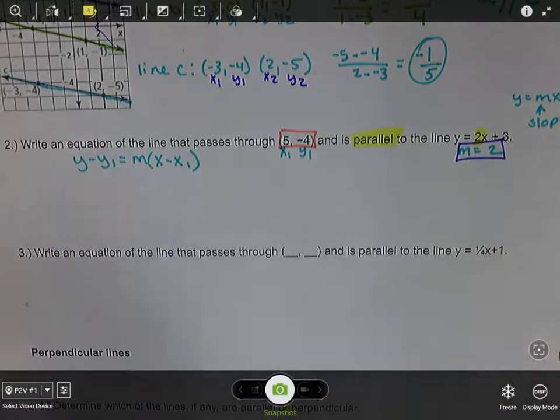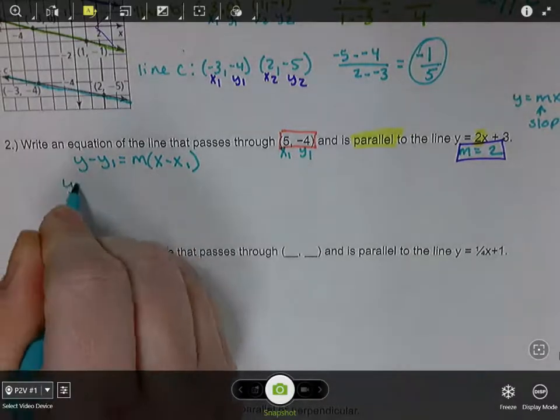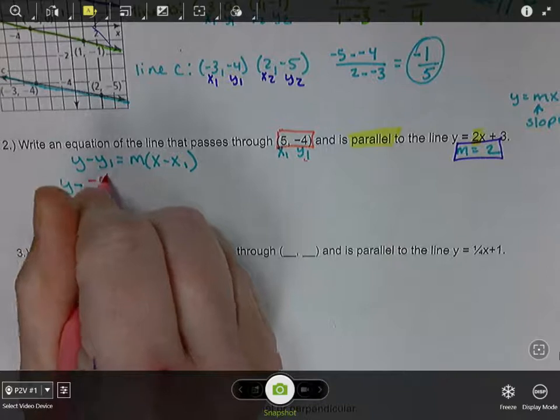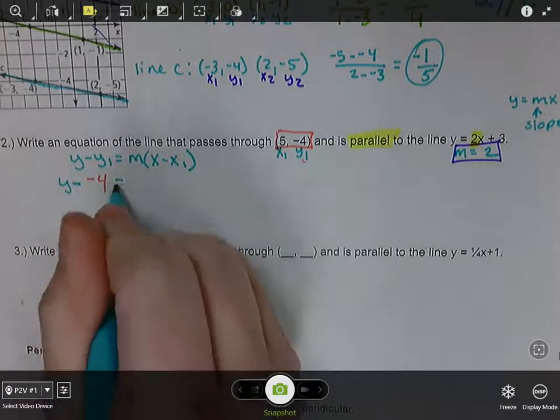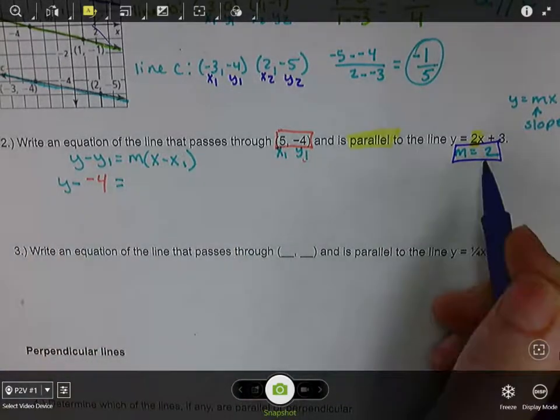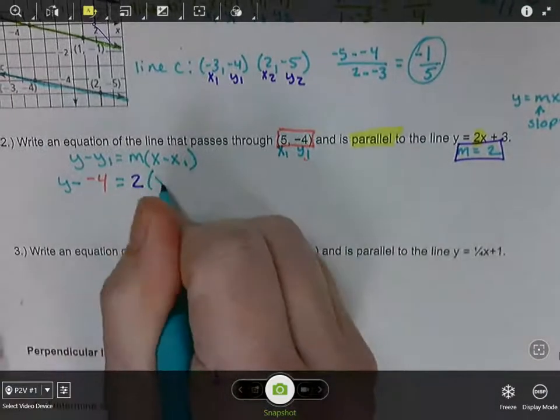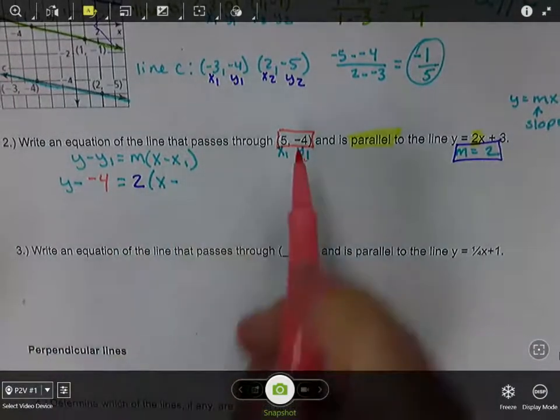So that way you know where each thing is getting substituted into the formula. Okay, so I start with y minus, and then for y1, I'm going to plug in negative 4 equals m, our m is 2, times x minus x1, which was 5.